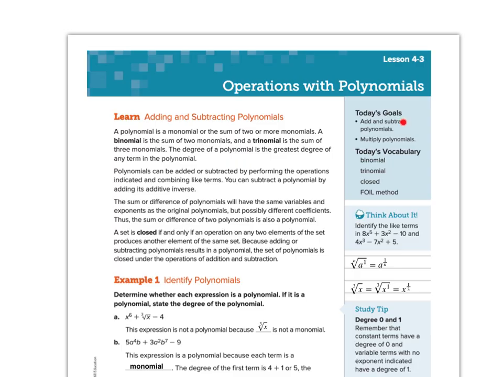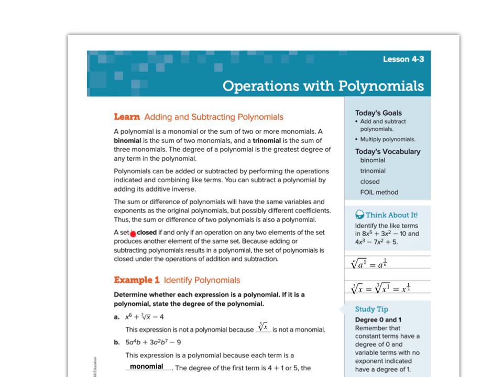Here we talk about adding and subtracting polynomials, multiplying polynomials. What is a binomial? What is a trinomial? We're talking about the closed concept, and then the FOIL method, which is very popular amongst people multiplying binomials. So a binomial is the sum of two monomials, and a trinomial is the sum of three monomials. And we'll look at that.